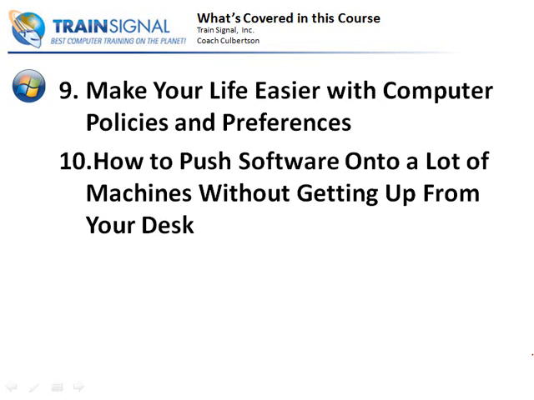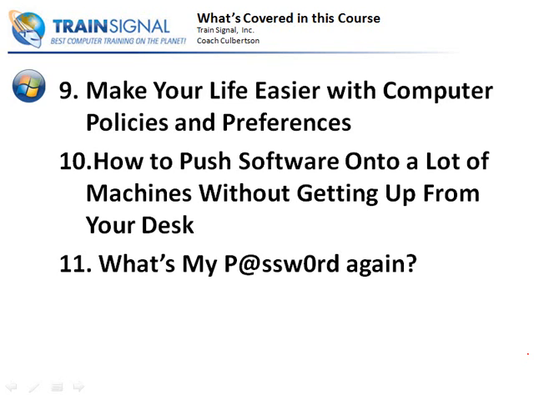extensions. Then I'm going to show you how to push software onto a lot of machines without ever getting up from your desk. This is some great stuff if you're faced with the task of installing software on, say, 500 machines, because you don't want to go around to 500 machines and install it by hand. It's crazy. So we'll further our look at group policy in there. Then we're going to talk about password stuff, and that's going to be pretty vital to you. We'll talk about default domain passwords and resetting passwords and all of that.